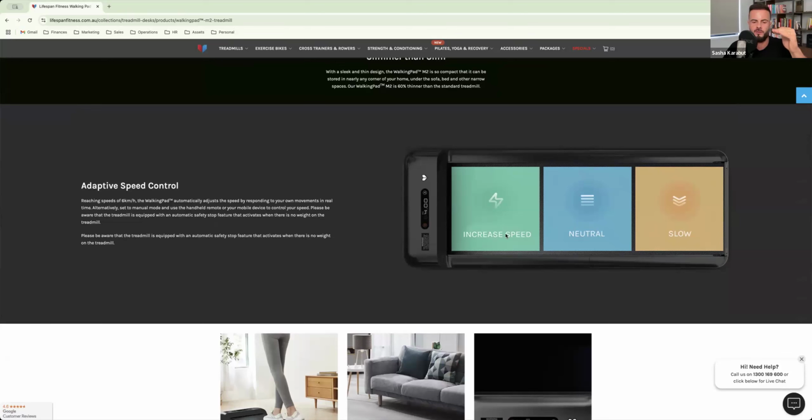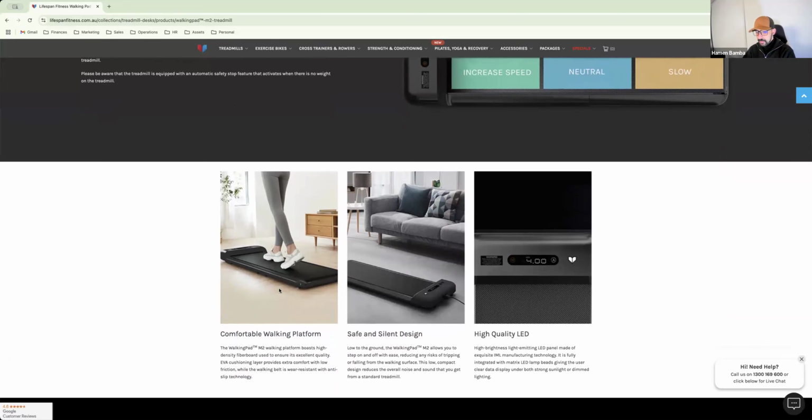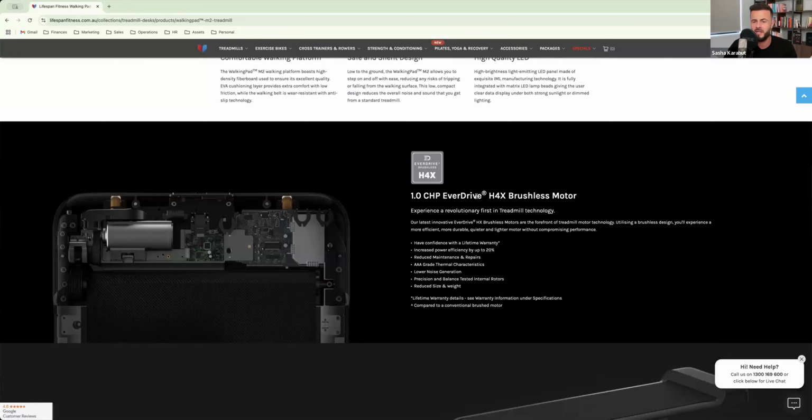And then we go into some of these features, right? Again, getting more and more sophisticated and more technical because the people that need more information, they'll scroll further down, right? And so as you continue down, we've got the walking platform, the safe and silent. And then we've got this breakdown of the chip and the brushless motor. I don't even know what the chip means or the brushless motor, but you look at this and all of a sudden you're like, wow, I feel intelligent purchasing this product now, right?